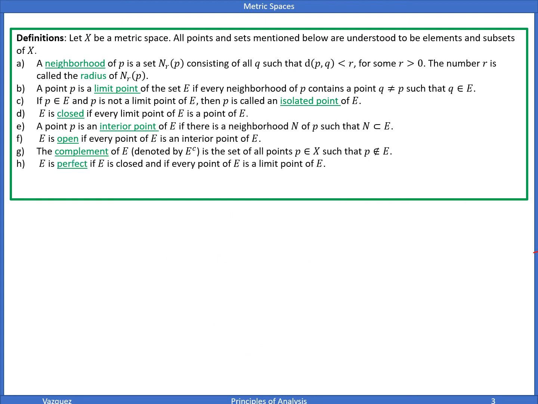This might be a new definition you've never heard before. E is perfect if E is closed and if every point of E is a limit point of E. E is bounded if there is a real number M and a point Q such that the distance between P and Q is less than M for all P in E. So exactly what it sounds like.